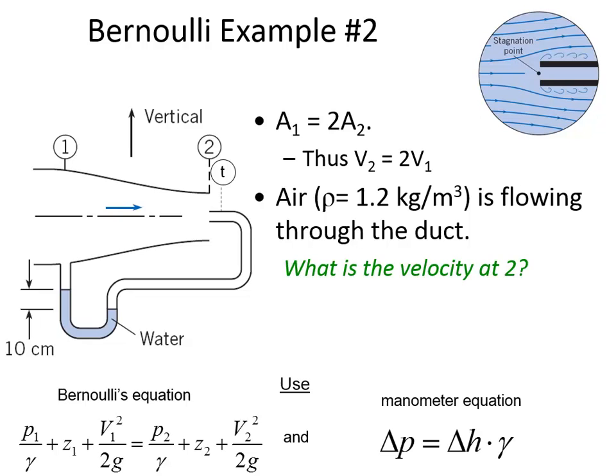Since the cross-sectional area at 2 is twice that at 1, that means that the velocity at 2 will be double the velocity at 1. Let me write this on the board so it's clear. What we're going to have is that Q1 is equal to Q2. And that means A1 V1 is equal to A2 V2.